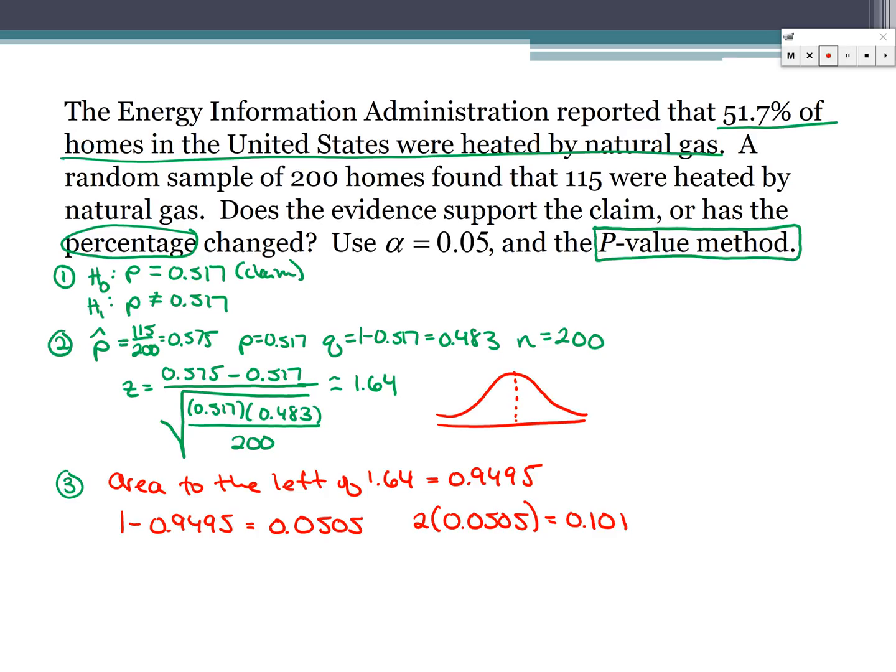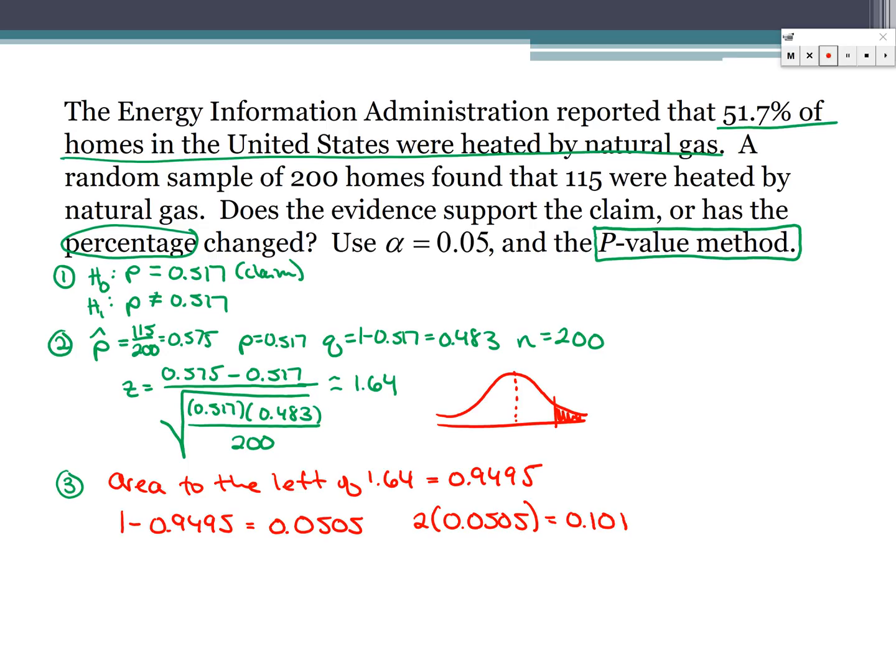Again, the reason why we had to subtract from 1 is that our z-test value ended up being positive. It ended up over here on the right. When I look that up in the table, it's not giving me the area in the tail, which would be over here. It's giving me the area to the left. I need the area in the tail. So I have to do 1 minus the area given to me in the table. If it were just a right-tailed test, I would leave it. That's my p-value. Since it's a two-tailed test, I have to double that area.